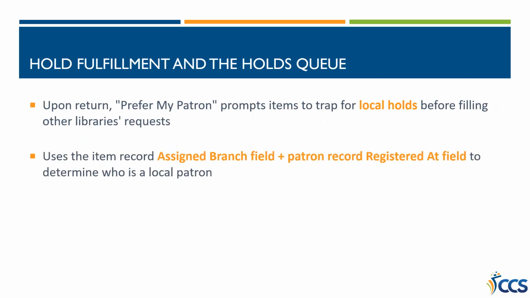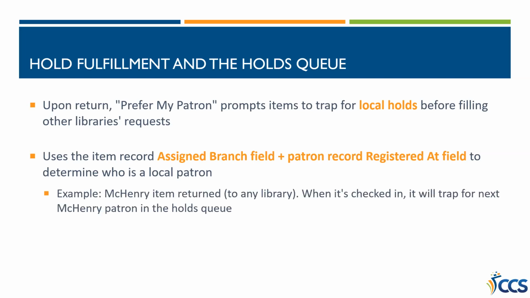And to do this, it uses the item record assigned branch field and the patron's registered at field to determine who is a local patron. So this is nice because it means the return location does not impact the behavior of prefer my patron at all. It's entirely up to the item's assigned branch and the patron's registered at field.